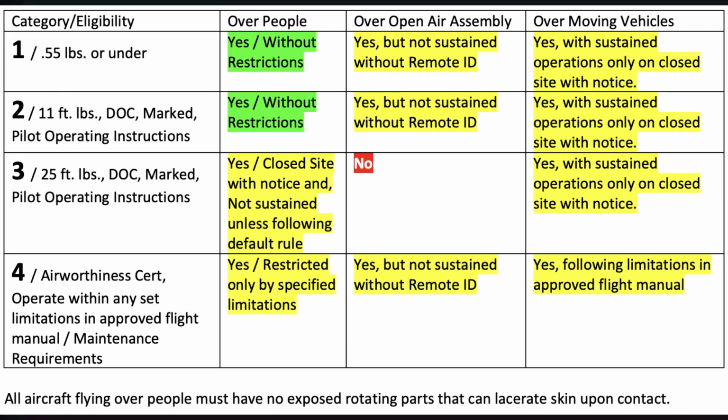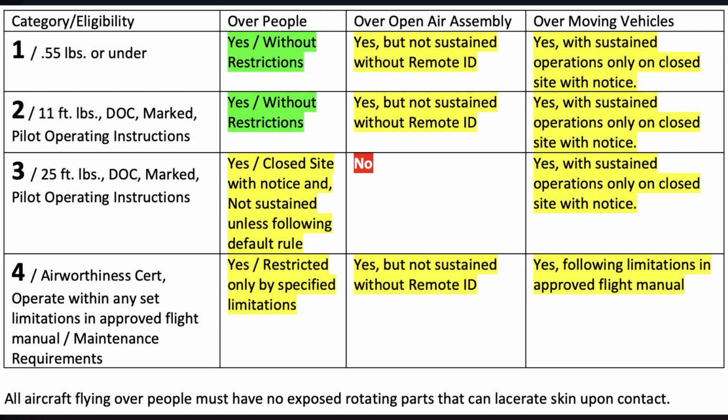All right. So let's look at these categories of eligibility. You have 4 different categories. And in the first category, we start with aircraft that are 0.55 pounds or under, and that would be 249 grams or below. So a lot of times when you go to purchase an aircraft, they'll say that this aircraft is 249 grams or below. So that's why I give you that information. But primarily, under the law, it's 0.55 pounds or under. If you have that type of aircraft, sure, you can fly it over people without any restrictions.